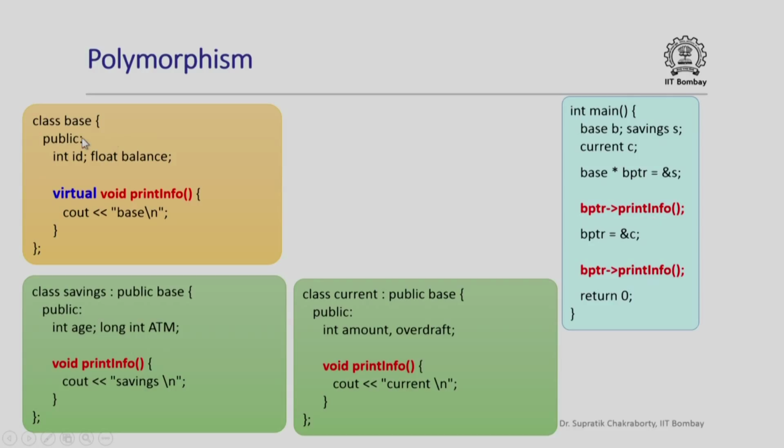So if it is really pointing to an object of the base class, we will call this function; otherwise, if it is pointing to an object of the savings class, then we will call this function. Otherwise, if it is pointing to an object of the current class, we will call this function. So that is what is going to happen at these two statements.